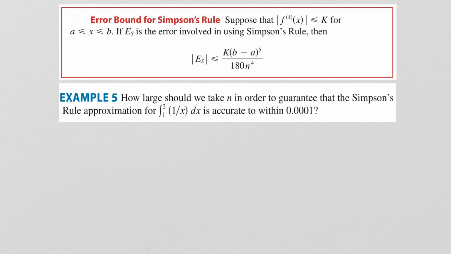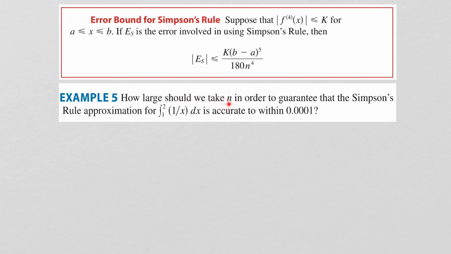Now for the error formula, when using Simpson's rule, you'll notice that it's very similar to the formulas for the trapezoidal and midpoint rules, except that now k is the maximum value of the fourth derivative, and in the denominator you have 180 n to the fourth instead of 12n squared or 24n squared. So let's take a look at this next example.